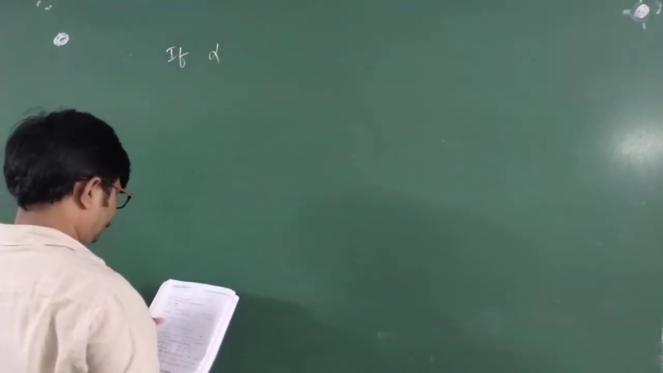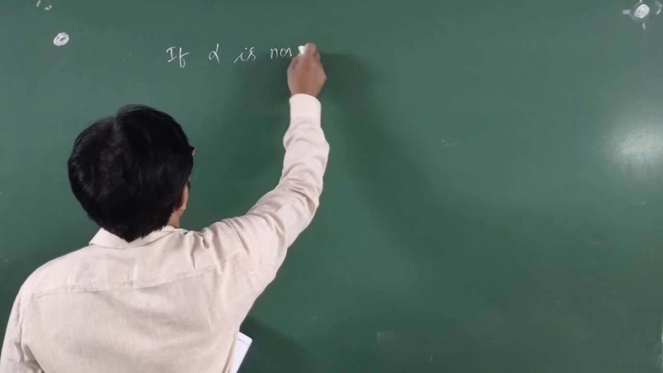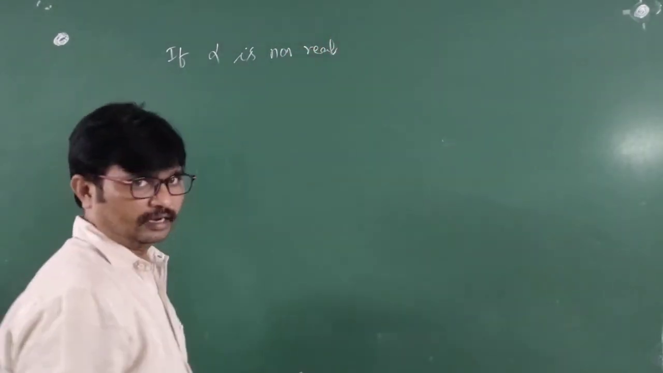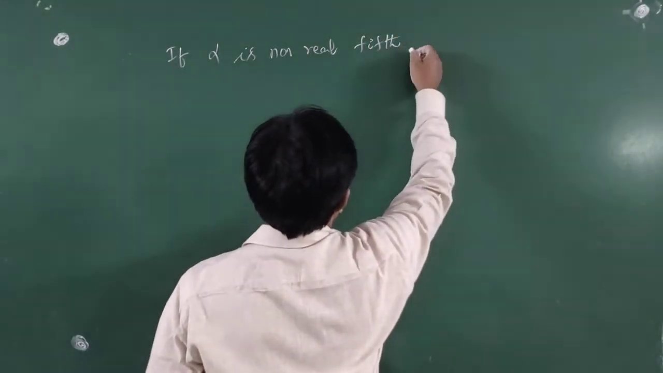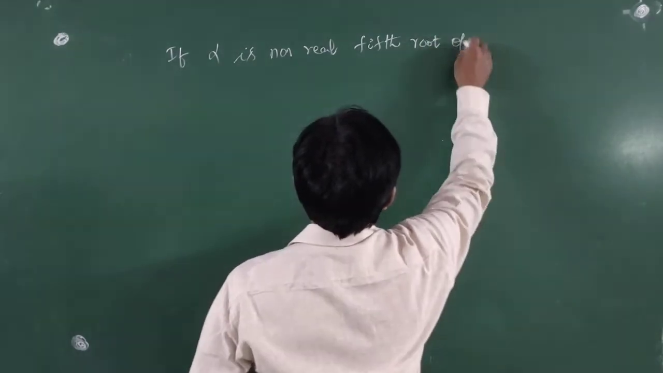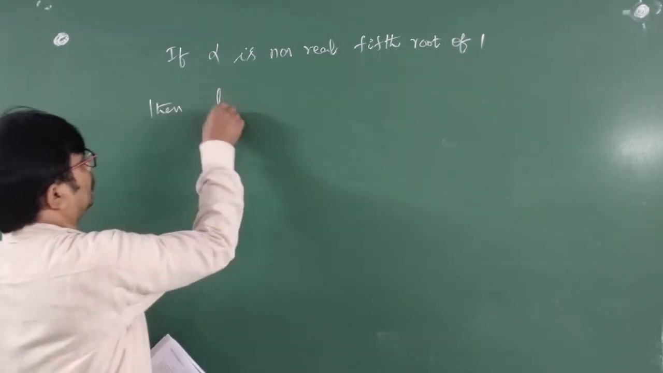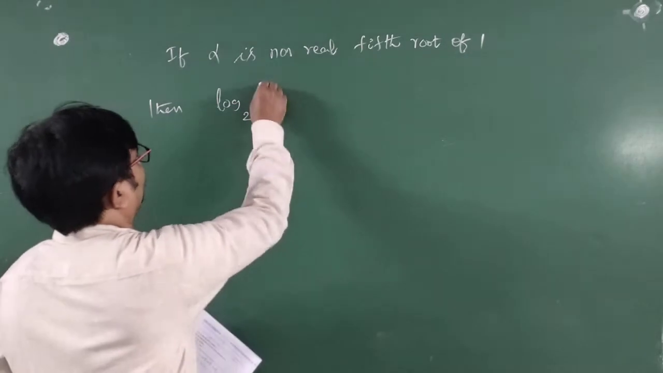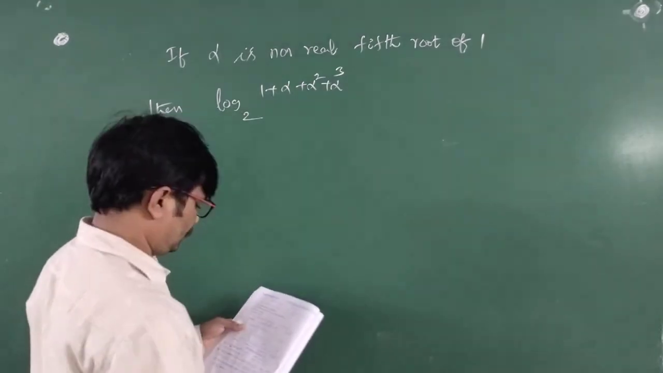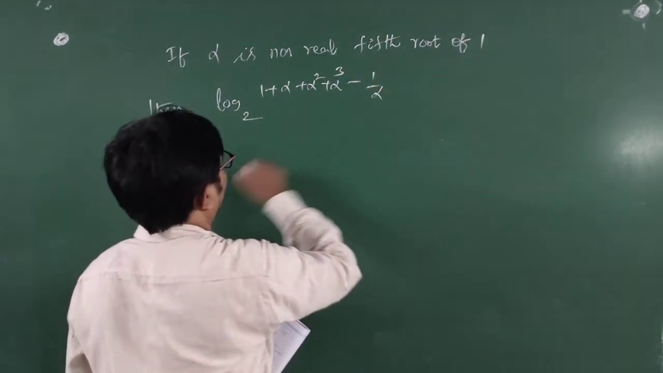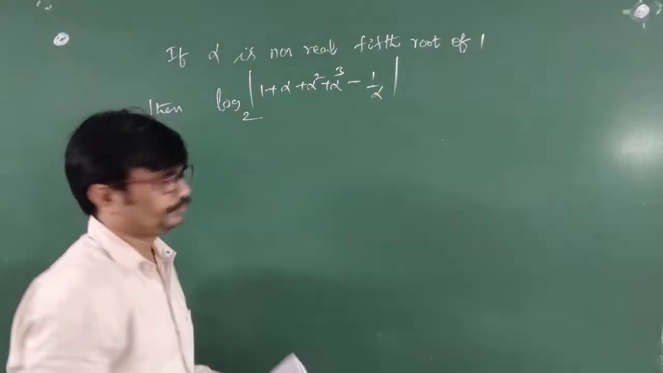If alpha is a non-real fifth root of 1, then logarithm base 2 of the modulus of (1 plus alpha square plus alpha cube) minus 1 by alpha.